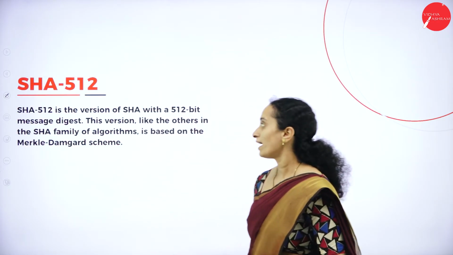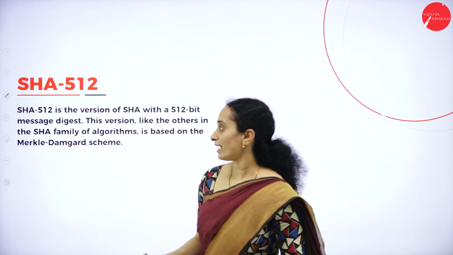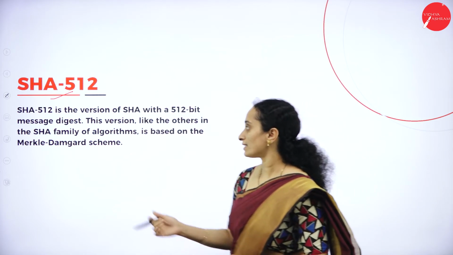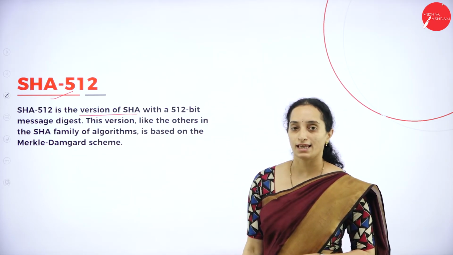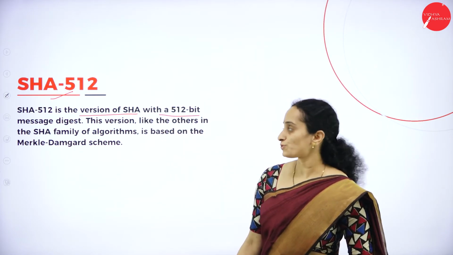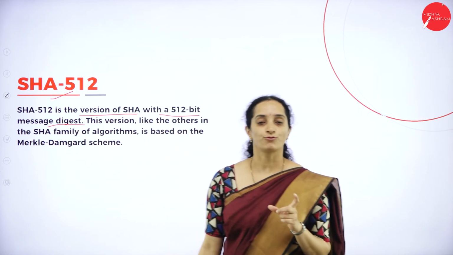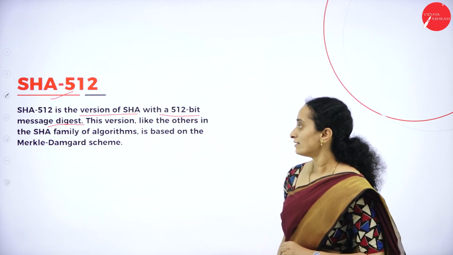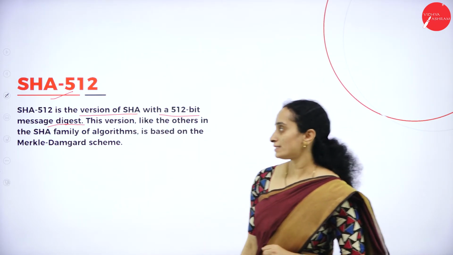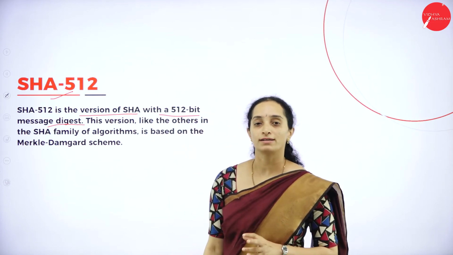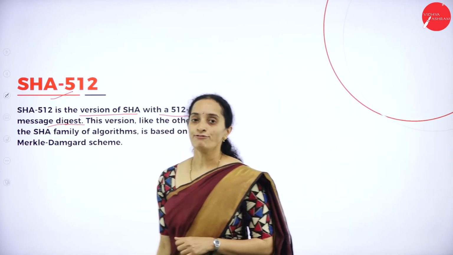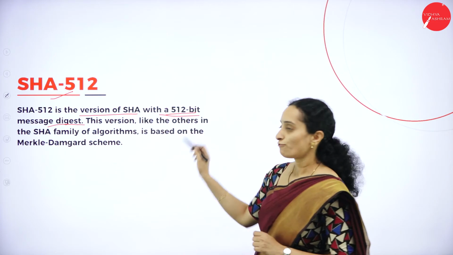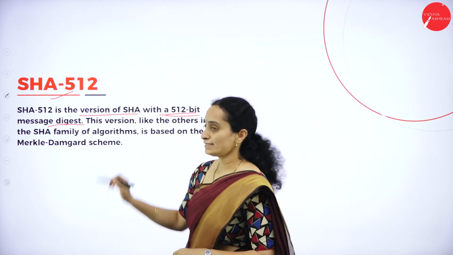All right. Then one of the algorithms that we generally use is SHA-512. It is the version of SHA with a 512-bit message digest. The length of the message digest will be 512 bits. So, we have the hash algorithm, that is the SHA algorithm, or you can call it the safe hash algorithm or secure hash algorithm, which uses a 512-bit message digest.